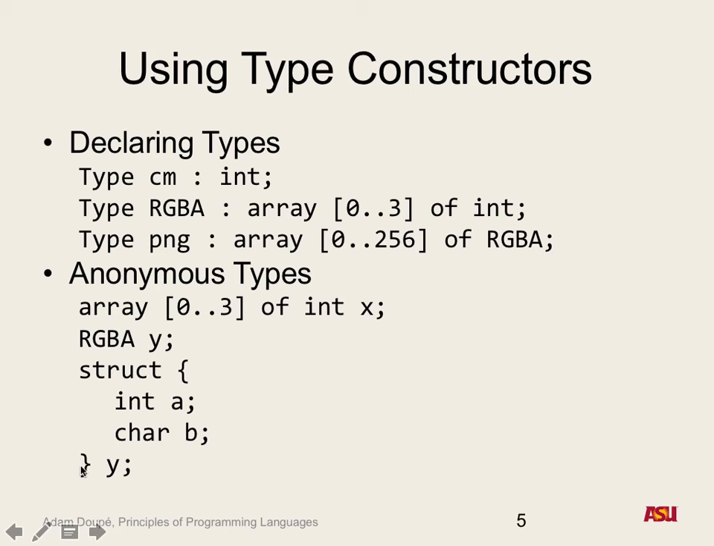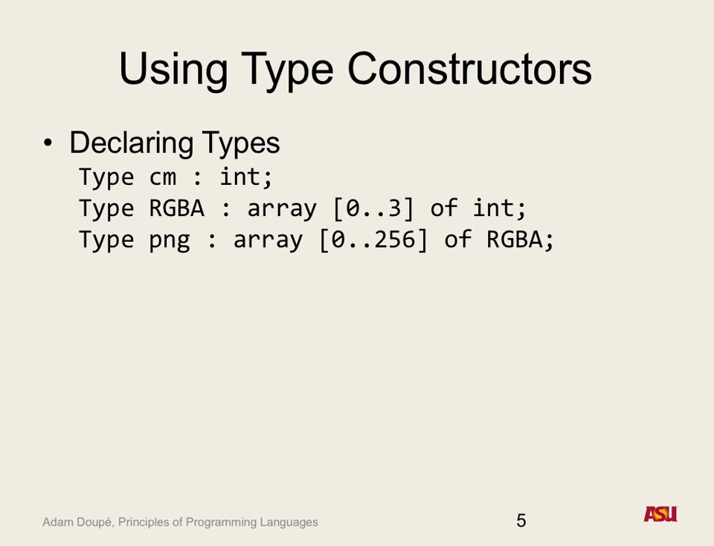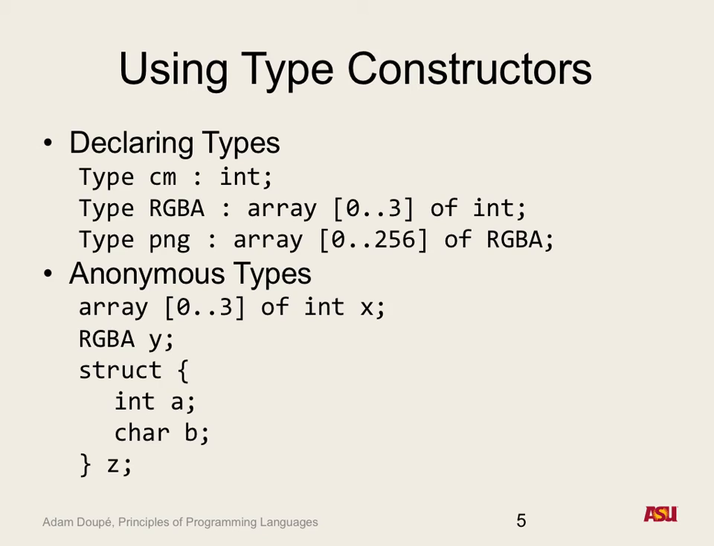So here I'm declaring y. This is what happens when you make local changes, and then they have global consequences. Here I'm defining a structure that has two fields, A and B, where A is an int and B is a character. Does that structure have a name? No, but I'm saying that there is a variable z that has that type. Why might this be useful? Maybe you just want to define quick structures. It could be that this structure is only used in one specific place, and there's not really a good semantic name for it. So you can have an anonymous structure like this.